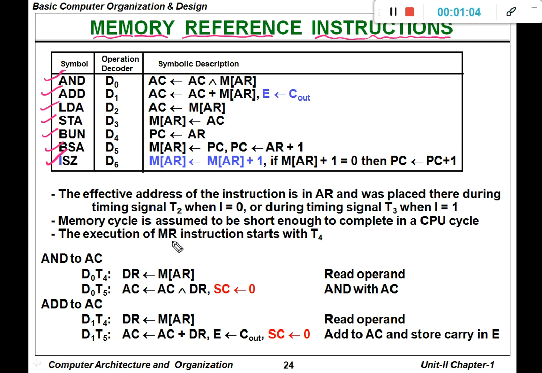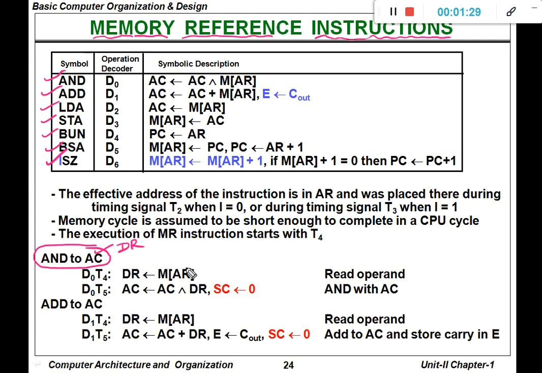So what is meant by AND operation? AND operation means AND to AC. So what does it mean? We are going to perform the AND operation with the content of the accumulator register as well as the data register.